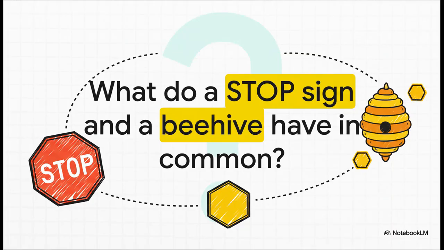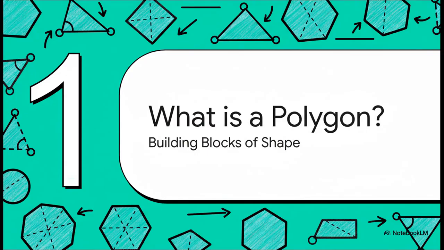All right, let's kick things off with a little puzzle. What in the world could a stop sign on your street corner and a beehive out in a field possibly have in common? I mean, they seem totally different, right? Well, the answer is this really elegant mathematical secret they both share. They're both polygons. But to really see that connection, we've got to start with the absolute basics.